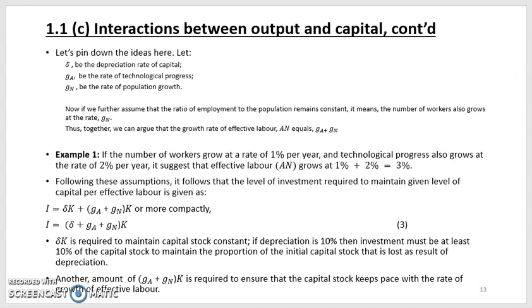Before we continue, let's pin down some ideas here. Again, depreciation will still be represented by delta, and we'll let the rate of technological progress be GA. So this is basically the growth rate of technological progress. And the population, and therefore the number of workers, will grow at GN, which is the growth of the number of workers. This is because we still assume that the ratio of employment to population remains constant. So the number of workers also grows at the same rate as population, at GN.